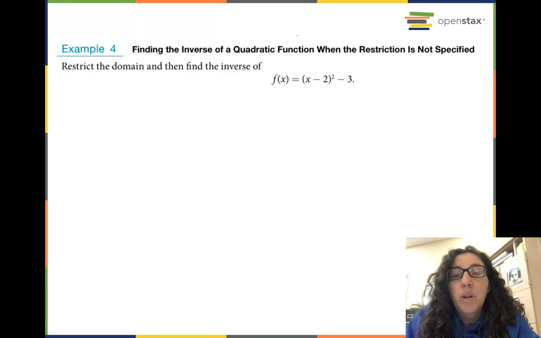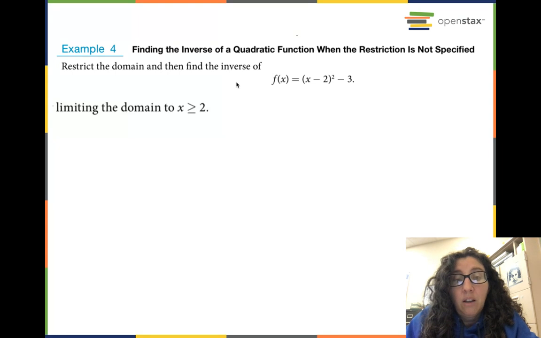All right, so here we've got something very similar. We have a quadratic shifted to the right by 2 and shifted down by 3. It says restrict the domain and then find the inverse. So we can choose either half of this quadratic. We usually restrict it to the positive increasing half. Okay, so let's restrict it to x greater than or equal to 2, right?